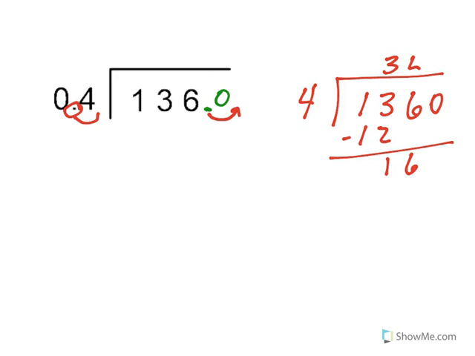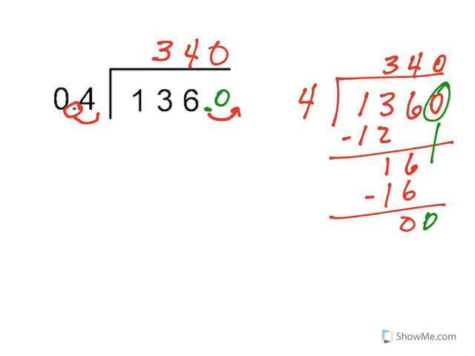I know that 4 goes into 16 4 times. But I still have this 0 right here. It does have to come down. But I know that 0 cannot be divided by 4 at all. So the answer here is 0. So the full answer for this problem is 340. And that is also the answer for 136 divided by 0.4. It is 340.